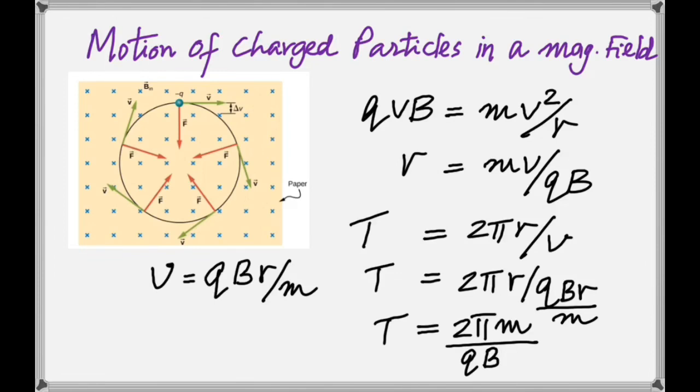Again, you know that frequency is the reciprocal of period, right? So if you're asked to find the frequency, you take the reciprocal of that. So it'll be qB by 2 pi.